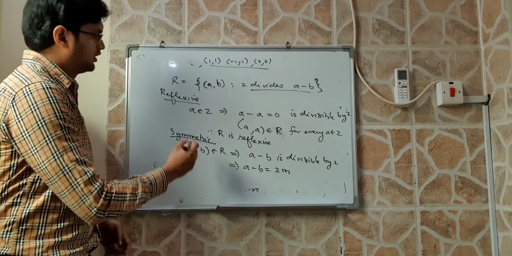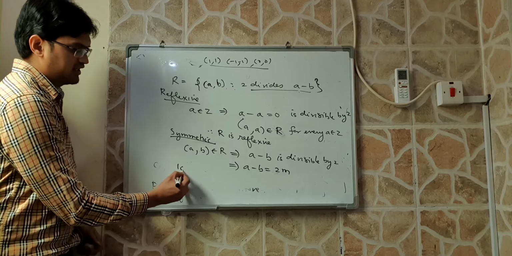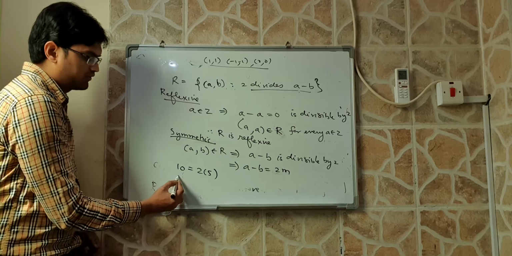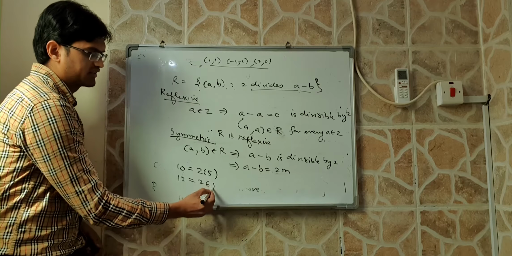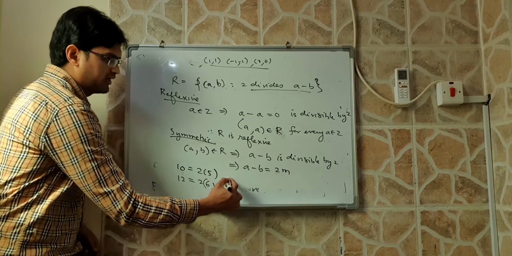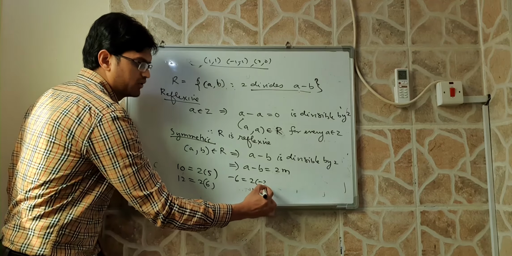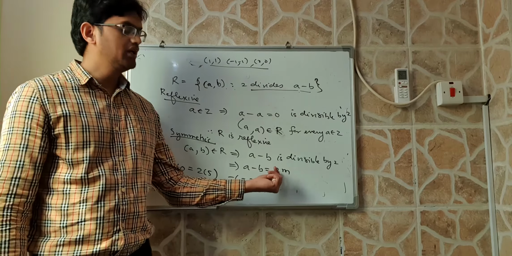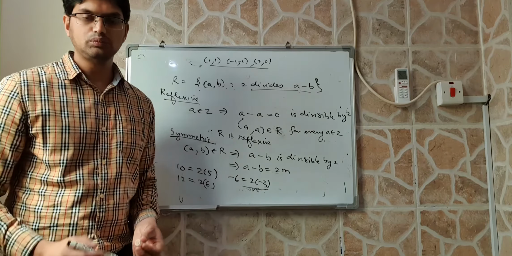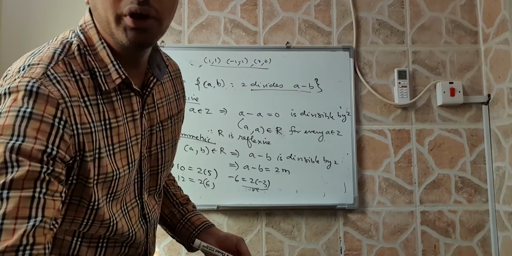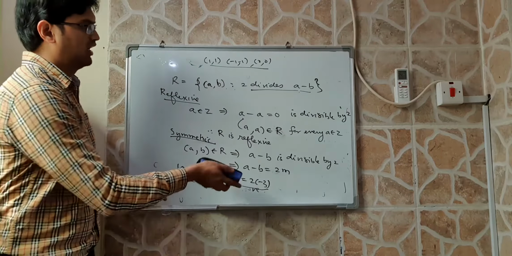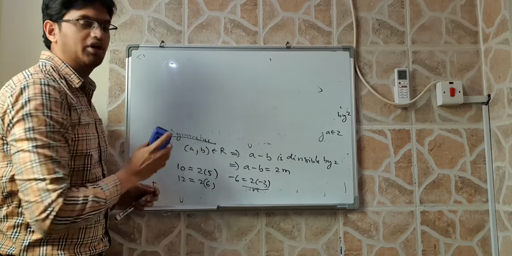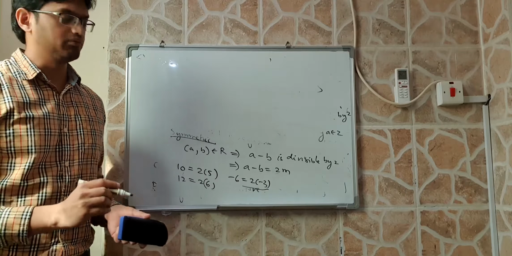For example, if you have say 10, you can write 2 into 5. You have 12, you can write 2 into 6. You have negative 6, you can write 2 into negative 3. So a number which is divisible by 2 will be a multiple of 2. So you can write 2 into something. That's why I have written that a minus b divisible by 2 means a minus b is 2 times m.